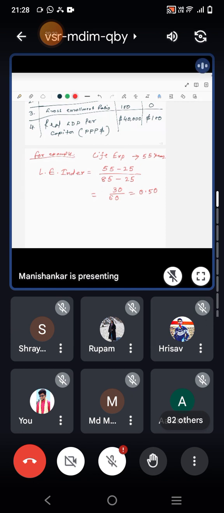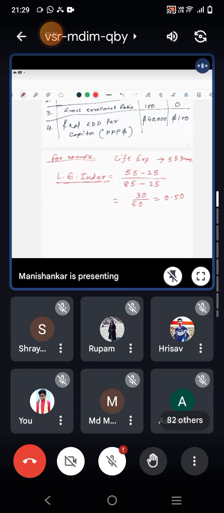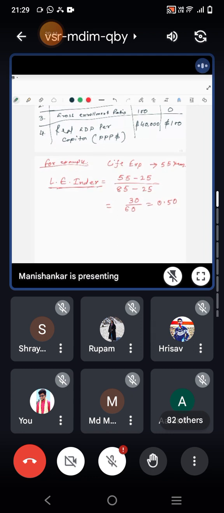So for any particular economy, this is the life index. Compared to the country with maximum possibility, if this is 85, you can see that the value becomes 1. If this is maximum, at that time the value becomes 1.